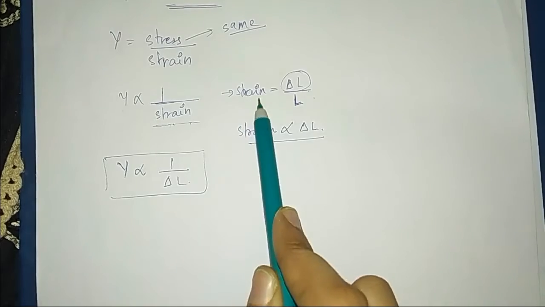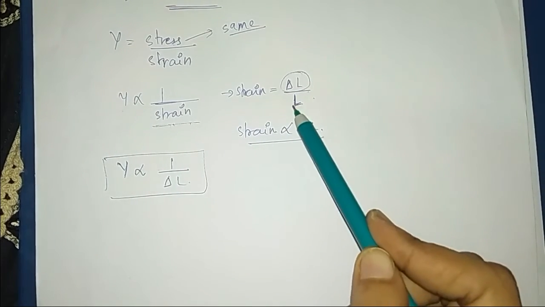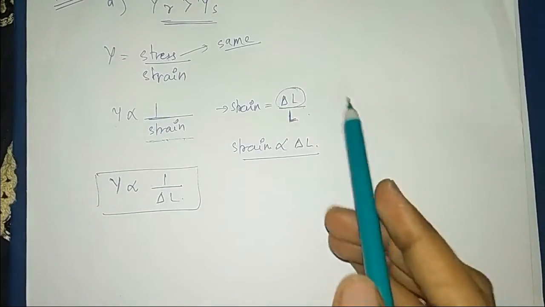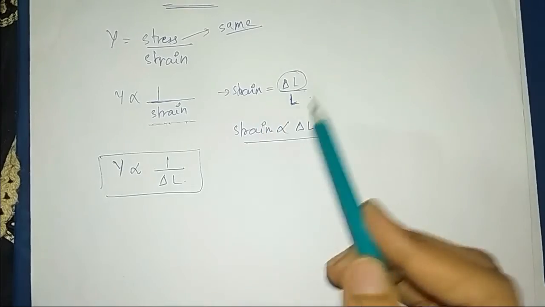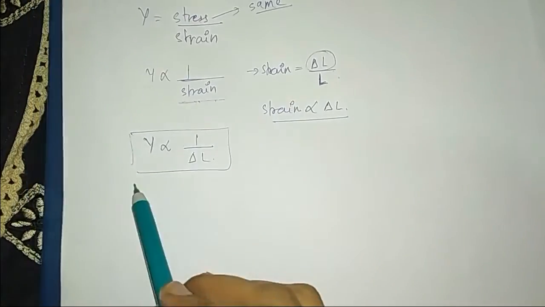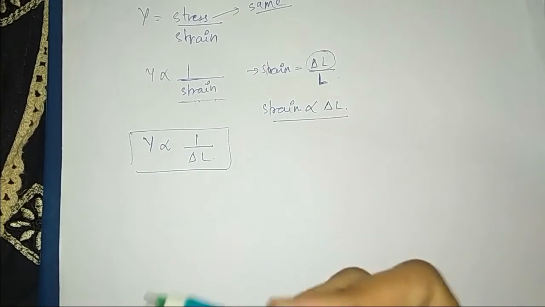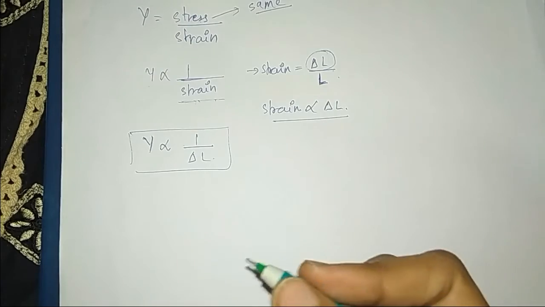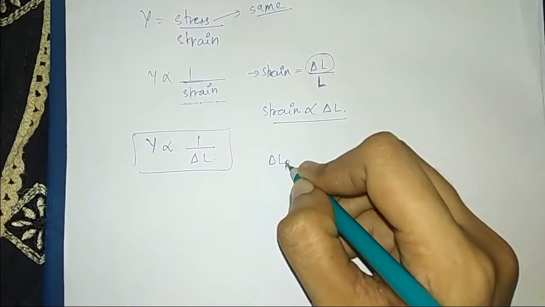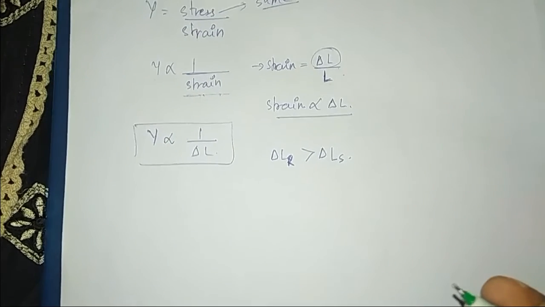Okay, and the strain formula is change in dimension over original dimension, and because the initial length of the rubber and steel is the same, the strain will depend on the elongation of the rubber or the steel. So Young's modulus is inversely proportional to the elongation. On application of the same force, the elongation of rubber will be greater than the elongation of steel. That's common sense.